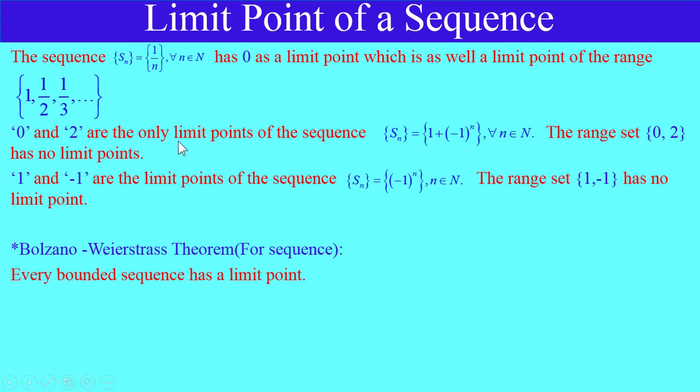0 and 2 are the only limit points of the sequence Sn equal to 1 plus minus 1 raised to the power n, n belongs to N. The range set {0, 2} has no limit points. 1 and minus 1 are the limit points of the sequence Sn equal to minus 1 raised to the power n, n belongs to N. The range set {1, minus 1} has no limit point.